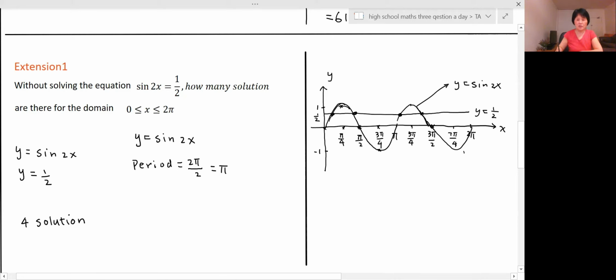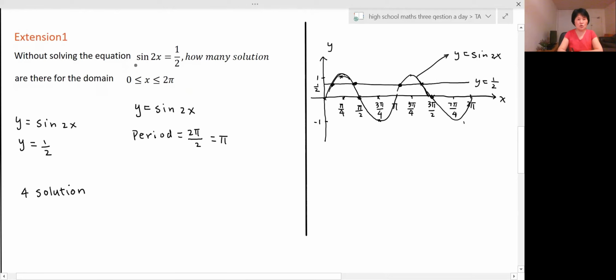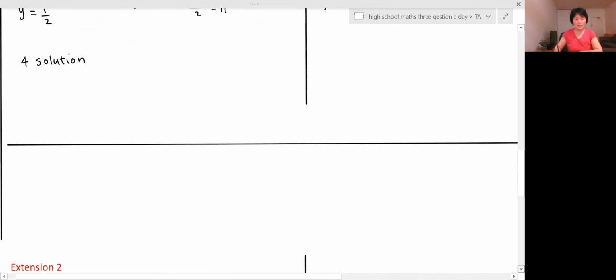Okay, finish this question. I do not even need to solve. I just draw the 2 curves because the question says without solving. So I didn't do the solving. I just draw y equal to sine 2x, then draw another one, y equal to half. I can find they have 4 intersections, which means 4 solutions. Okay, so now I do the last question.